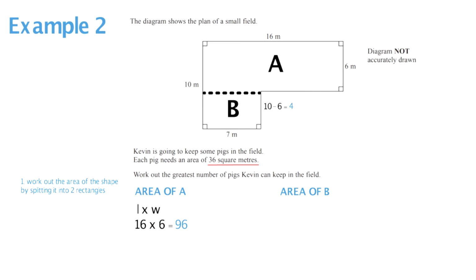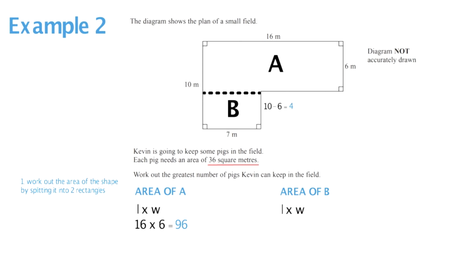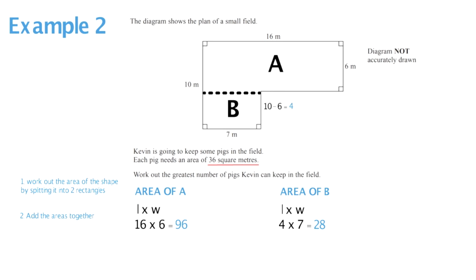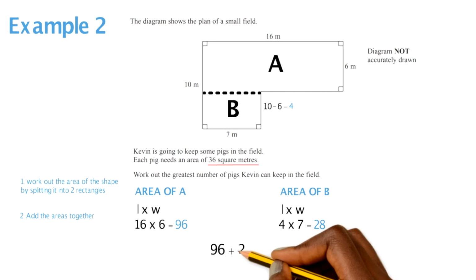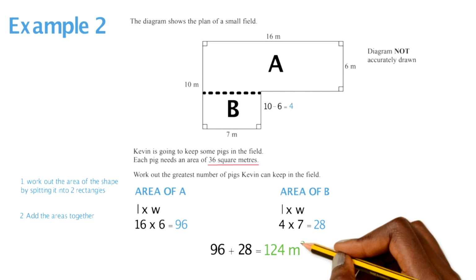Whereas the area of shape B is going to be 7 times 4. And that leaves you with an answer of 28. So now we're going to add those two values together. And that's going to give us the total area of this field. And that would be equal to 124 meters squared.